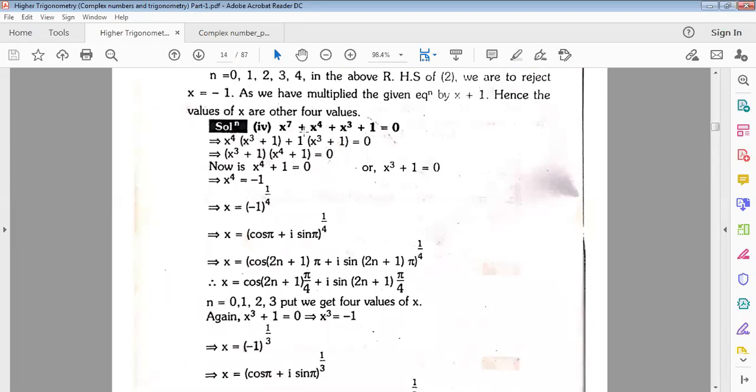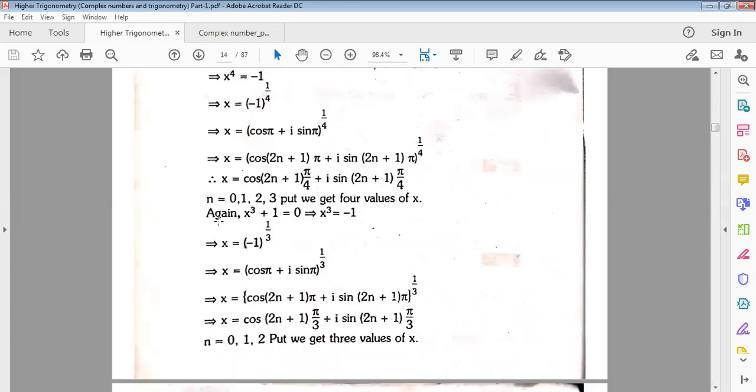Now x to the power 7 plus x to the power 4 plus x cubed plus 1 equals 0. How can we solve it? Just making it factors. Take common x to the power 4, then x cubed plus 1, and here 1, then x cubed plus 1 into x to the power 4 plus 1. Either this equals 0 or this equals 0. From the first one, x to the power 4 equals minus 1. This minus 1 can be written as this one. Then we get these 4 roots.